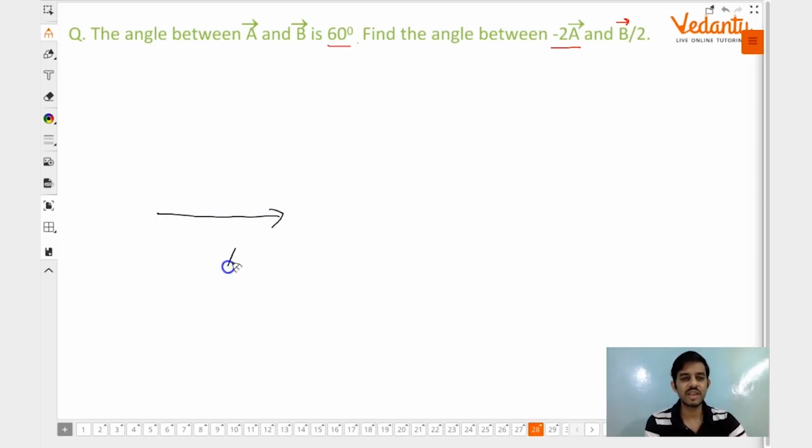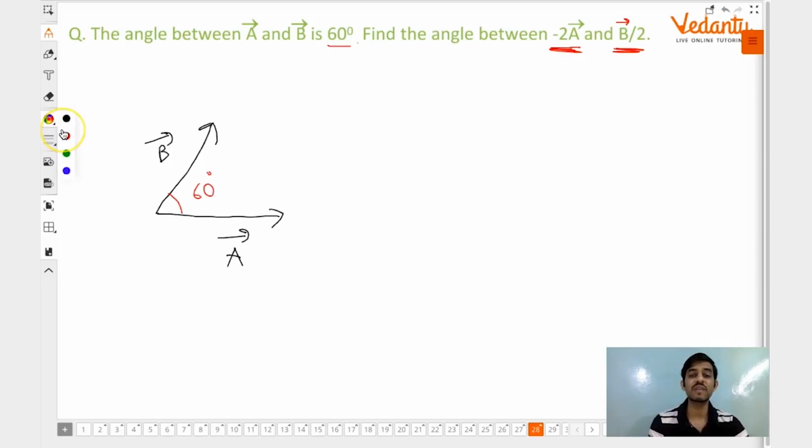लेट्स से दिस इज a वेक्टर and this is b vector. As per the question, the angle between them is 60 degree. But अब हमें किस किस में एंगल पूछा है? -2a vector and b by 2 vector. Guys, vector b by 2 vector means a vector having same direction as b but half the magnitude.